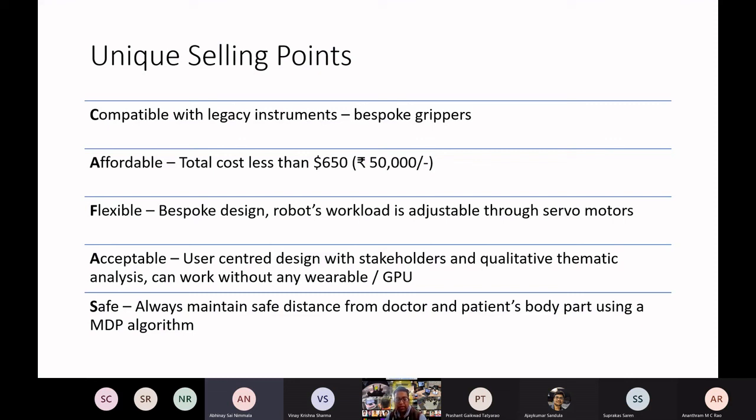So with that, I will finish this lecture on this CoBot.